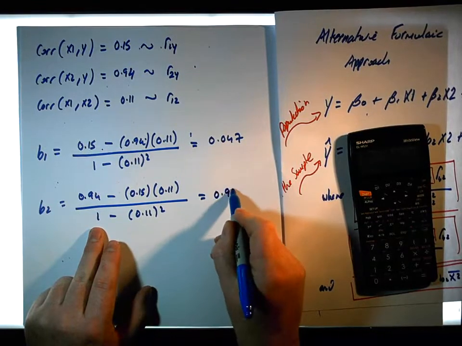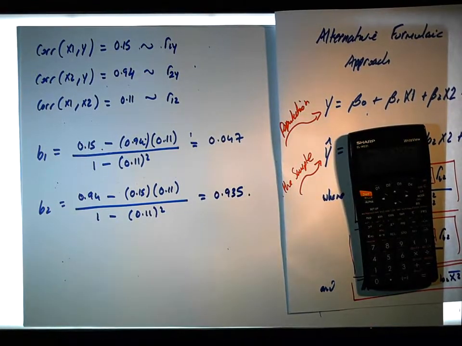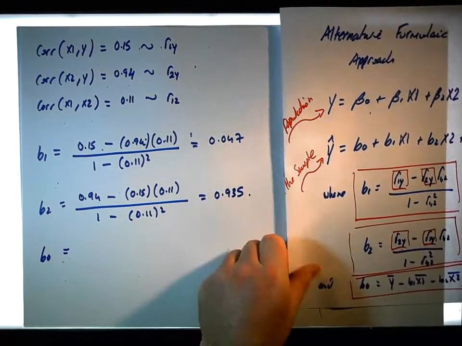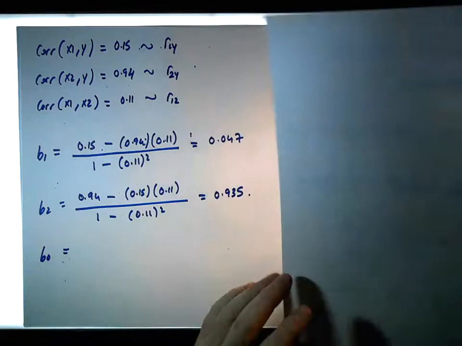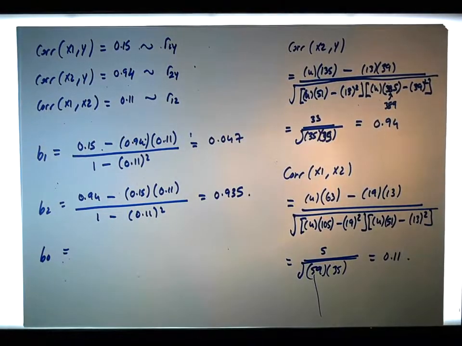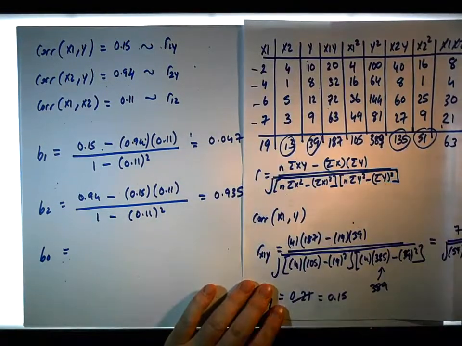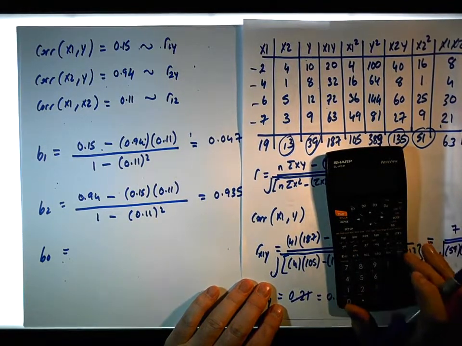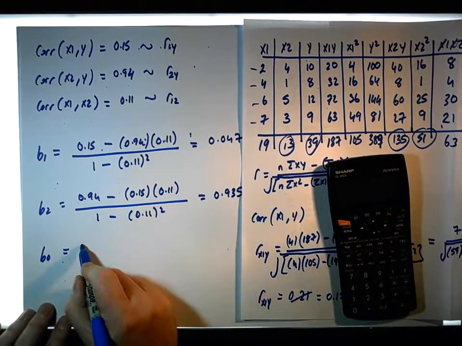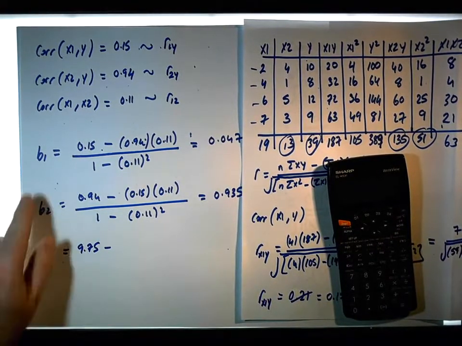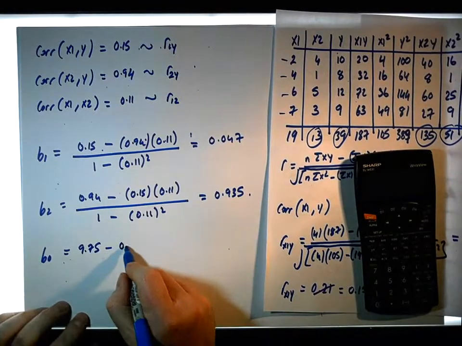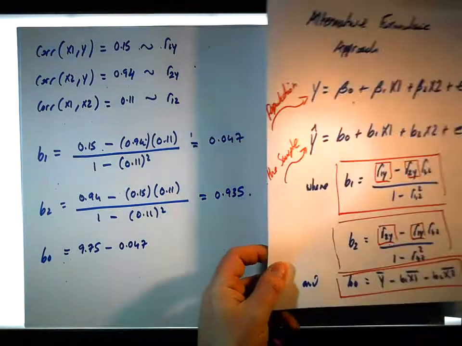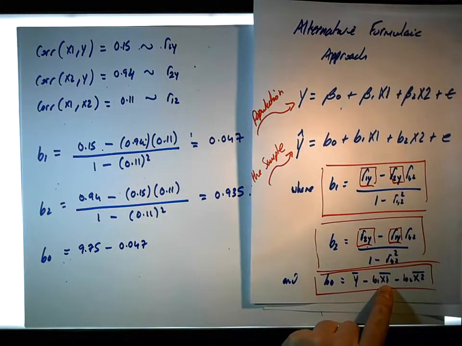So B2 is 0.935. Okay, and then finally the B0 term is equal to the average of the y's. Let's get back to our table there. We know the sum of the y's is 39, so 39 divided by 4 gives us a value of 9.75. So it's 9.75 minus B1, which is 0.047, times the average of the first independent variable.